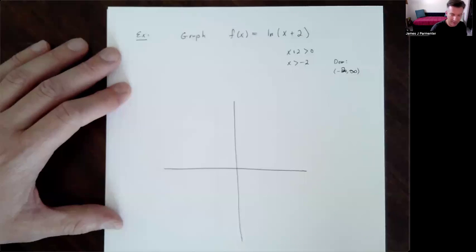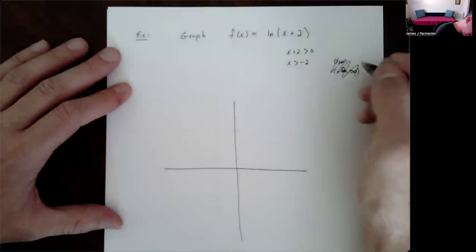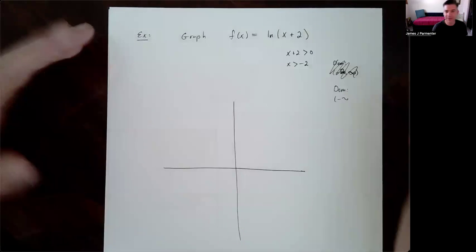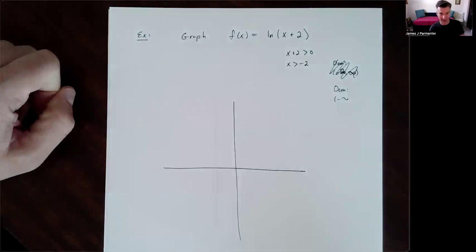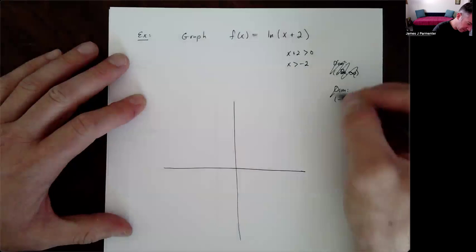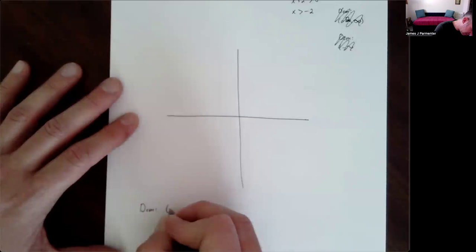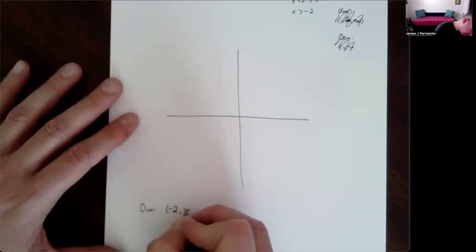Oh, it looks terrible. Let me try that again. Wow, I keep starting to write negative infinity. Let's try that one more time over here. My domain is going to be everything from negative 2 to infinity.